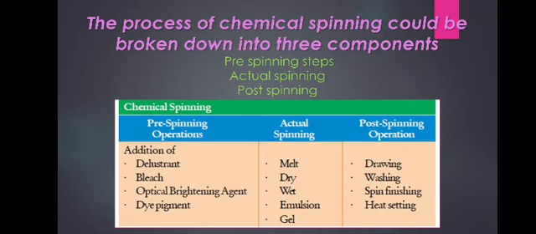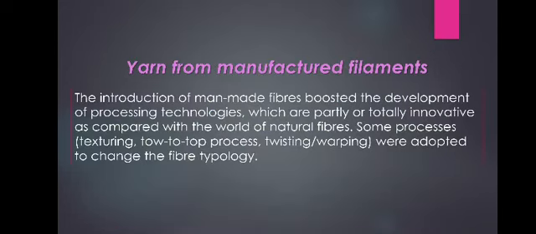Then next is the post-spinning process. After the formation of fiber from the spinneret and solidification of the fiber, these are drawn out, washed thoroughly to remove the chemical substance present in them, then spun for the finishing, heat set, and wound onto the spool and sent to the weaving mill. Then yarn from manufactured filaments.